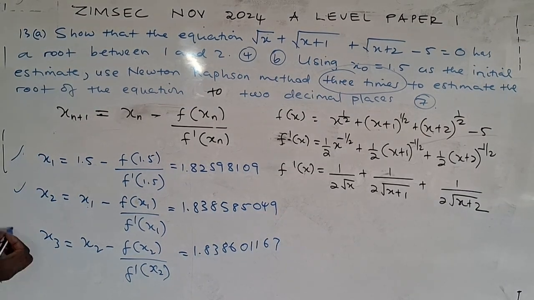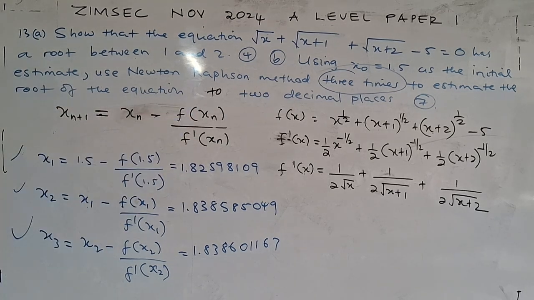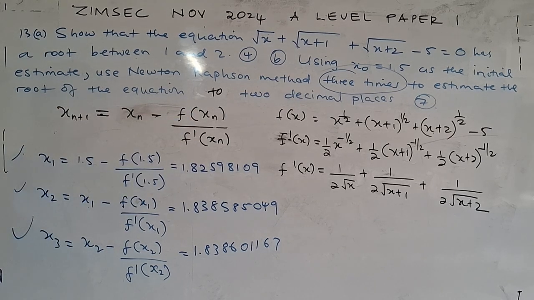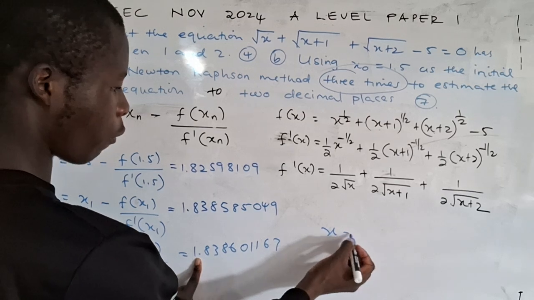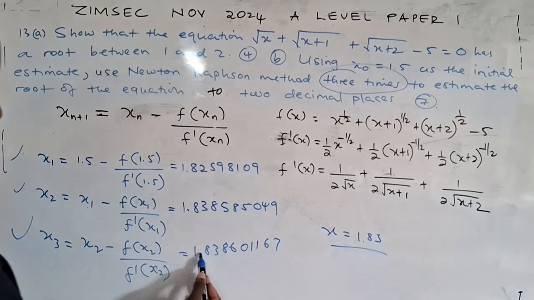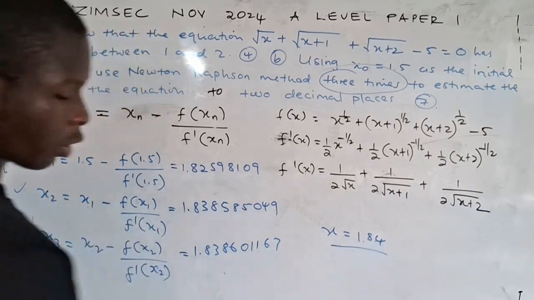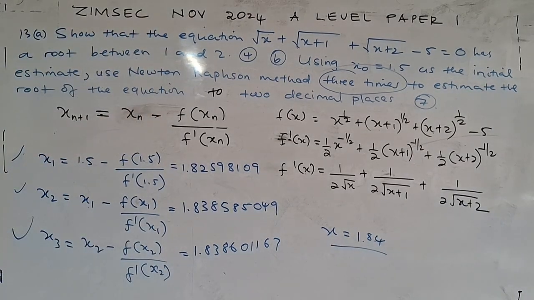Okay, right? They say it 3 times. And you are supposed to give your answer to 2 decimal places. If you give your answer to 2 decimal places, what is the value of x? X is equal to 1.83112. So x is equal to 1.84. This is the final answer to 2 decimal places.